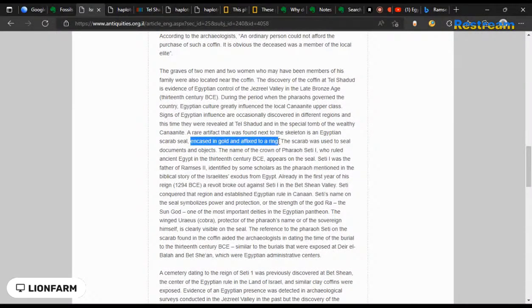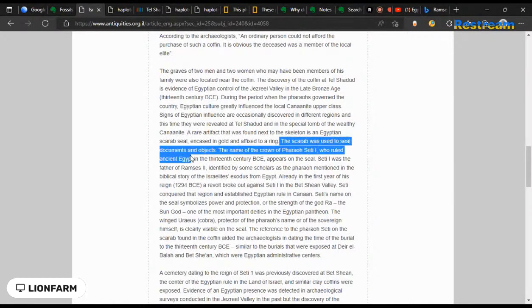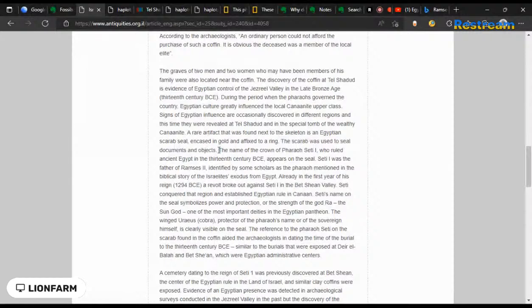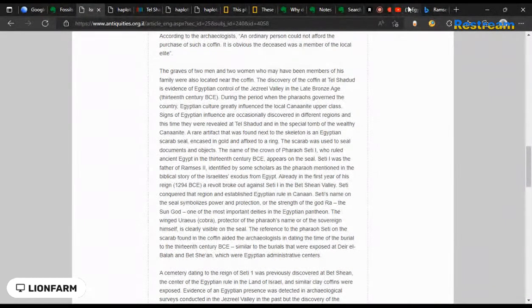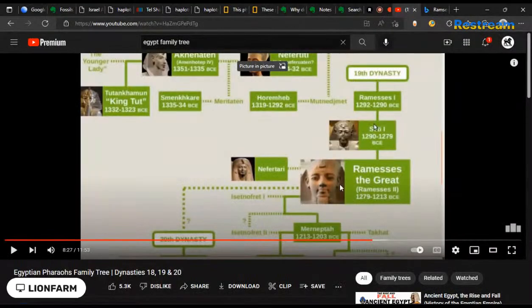So this person is walking around with this seal on them and is encased in gold. The scarab was used to seal documents and objects, right? The name of the crown of Pharaoh Seti I, who ruled ancient Egypt in the 13th century BC, appears on the seal. Why is this important?